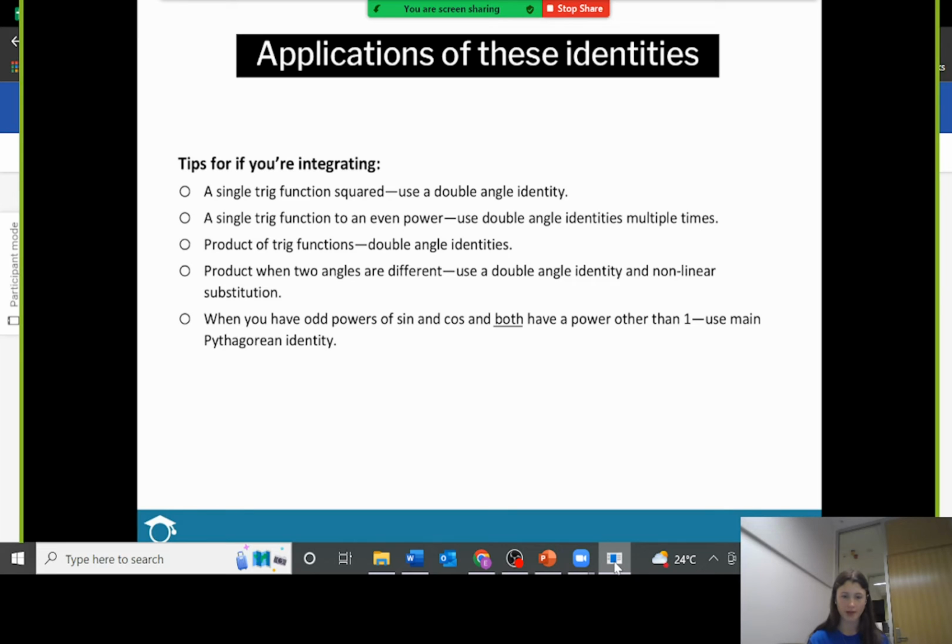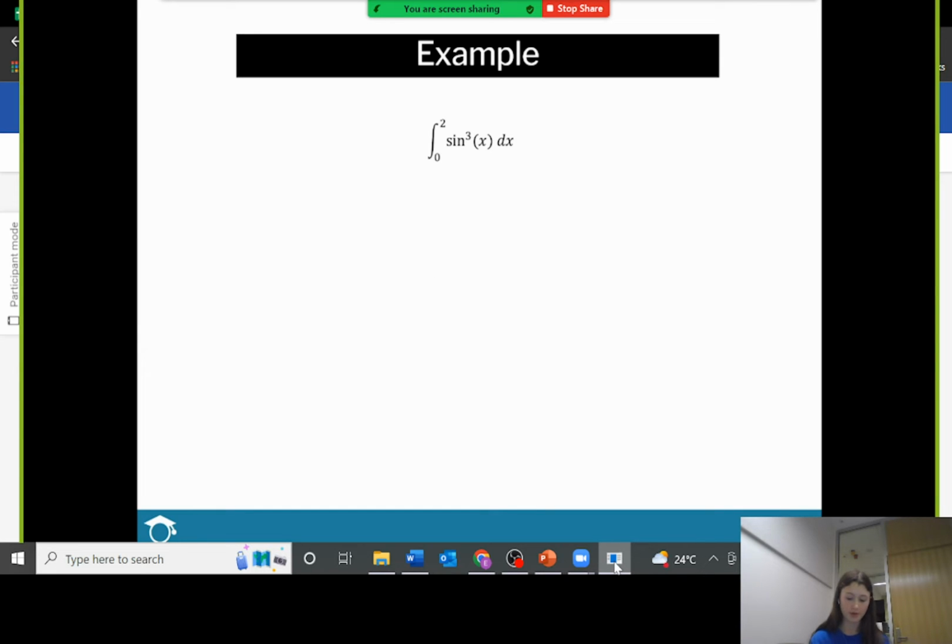For these tips, if you wanted to have a go at them, look through your textbook, or failing that, make a function following the guidelines, and then try integrating it and graph it on Desmos to see if you got it right. Okay, moving on.